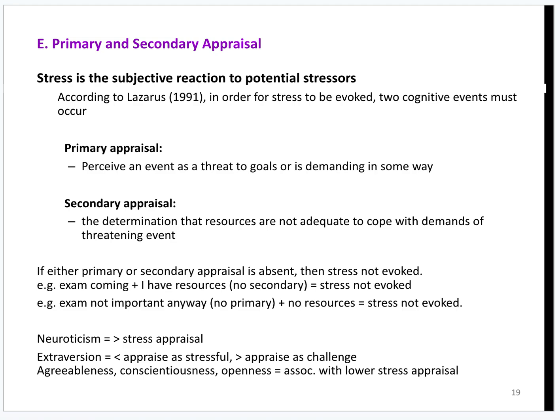What does the personality research say about stress, primary and secondary appraisal, and personality traits? People who are high on neuroticism also tend to have significantly high stress appraisal. So they tend to perceive events as very, very stressful. People who are high on extroversion tend to appraise situations as less stressful, and they instead tend to appraise situations as more of a challenge that they need to get through. And then finally, those high in agreeableness, conscientiousness, and openness also tend to be associated with lower stress appraisal.